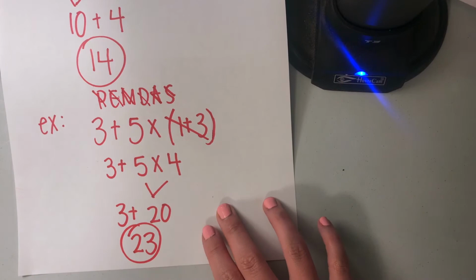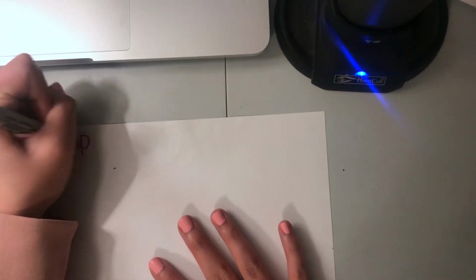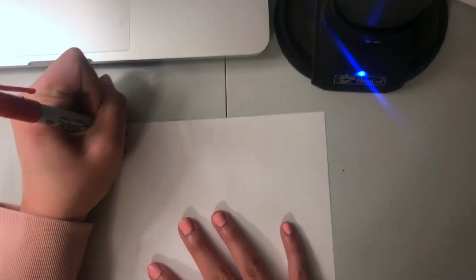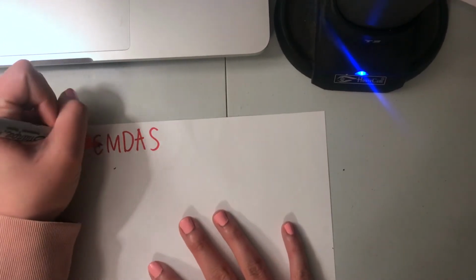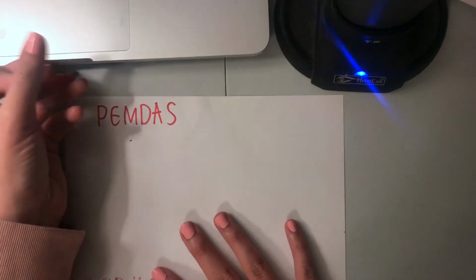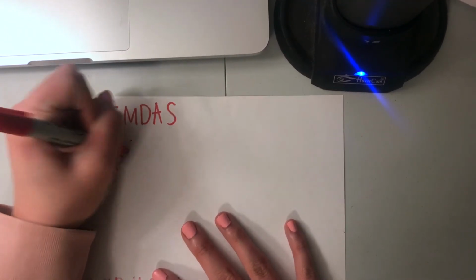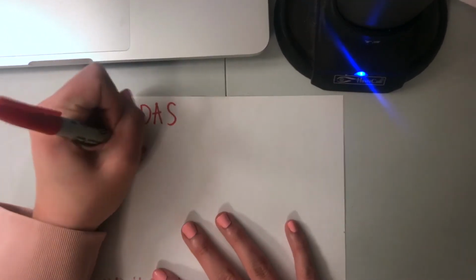Okay, let's do one more example problem. So let's look up here. I'm going to write my PEMDAS: P-E-M-D-A-S. Please excuse my dear Aunt Sally to remember. Let's do one like this. So we've got 4 divided by 2 plus 3 times 3.